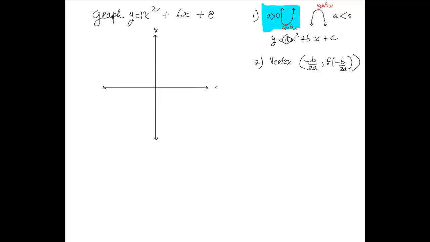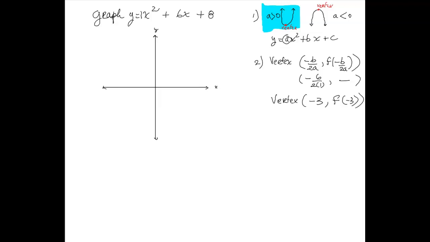So it's going to be negative 6 over 2 times 1. Let me simplify it. So the vertex x coordinate is negative 6 over 2 times 1. That's going to be negative 3. So here I'm really trying to find what f of negative 3 is.